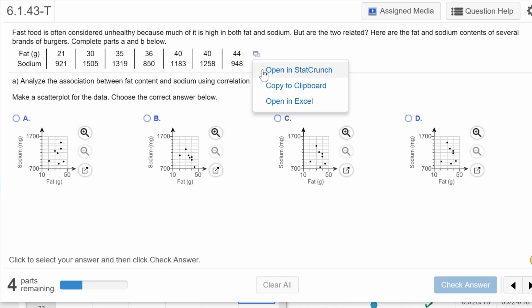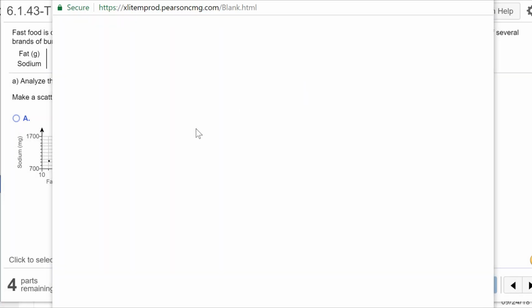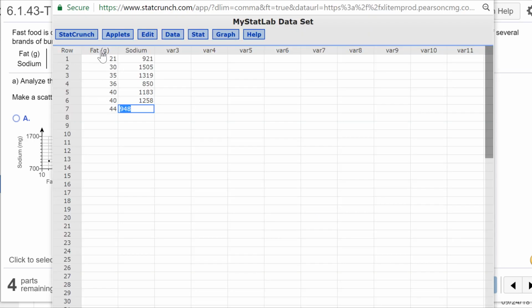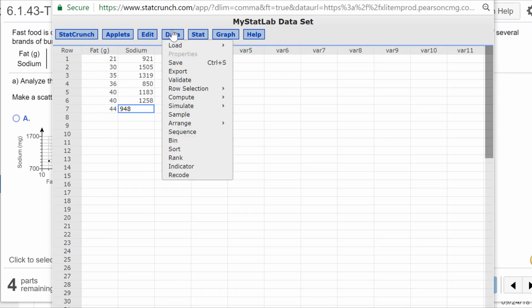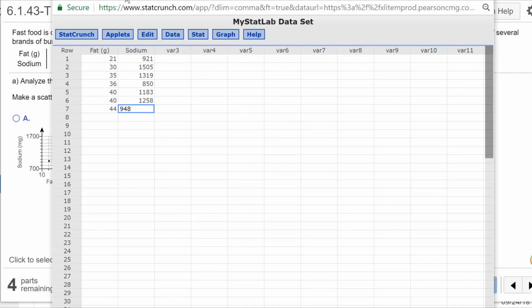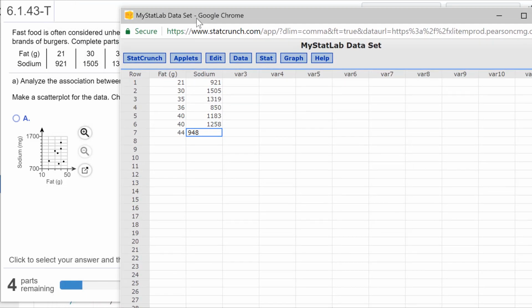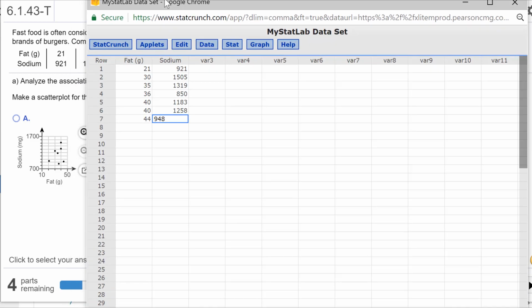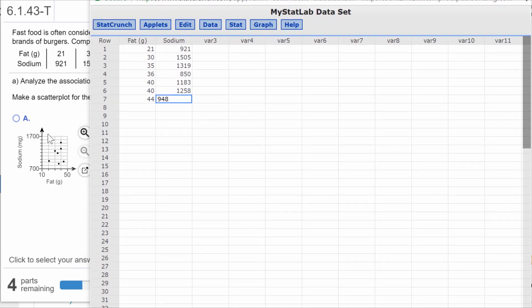So I'm going to open this up in StatCrunch. And I'm glad this put this in vertically. If you've got horizontal, it would not go well. You would need to transform that. You would have to go into data and arrange and transpose those two columns. Sometimes I've got to do that.